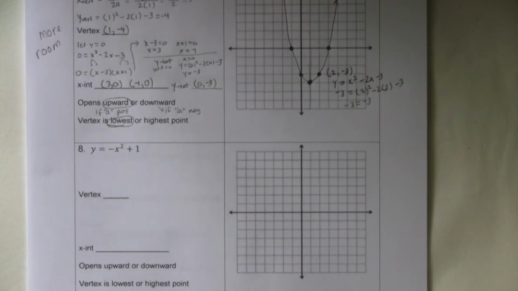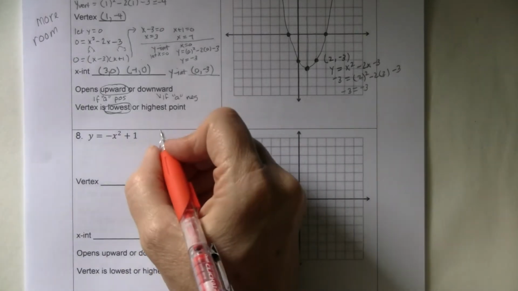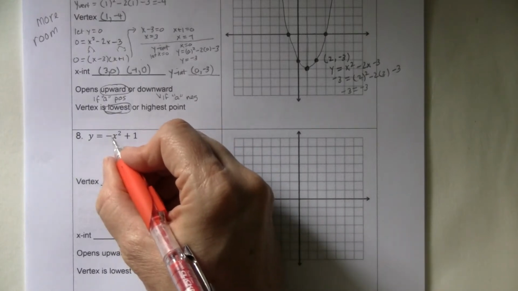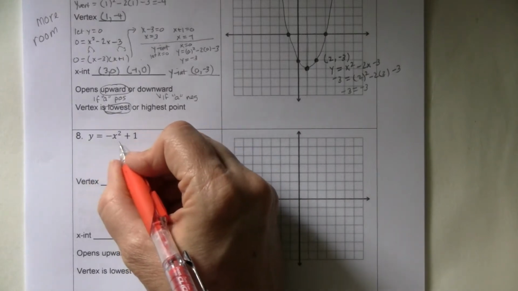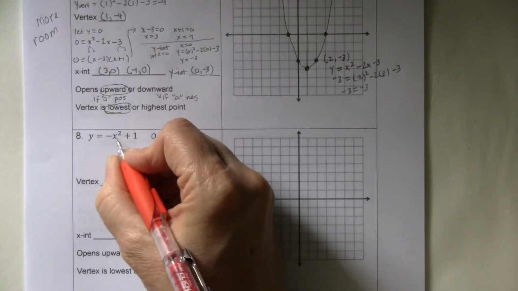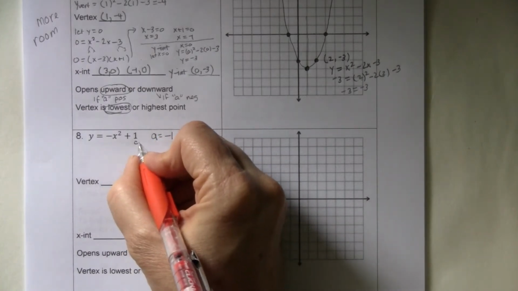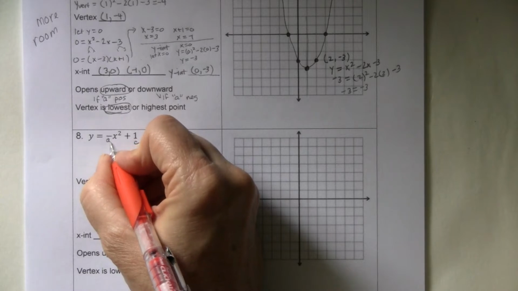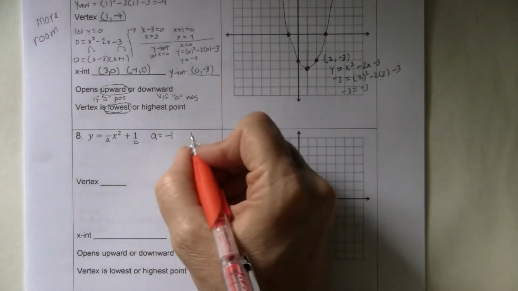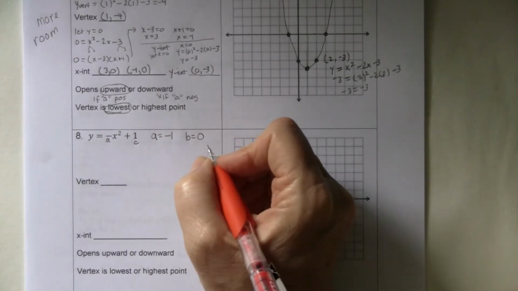This is problem number 8, and they're asking you the same things on number 8 to find the vertex. And we're going to use that shortcut formula for finding the vertex. The coefficient of x squared, because it's in standard form here, is a. So in this case, a is equal to negative 1. This is c right there. And so here's a right there. And so since b is not there, what do you guys think b is? It must be 0.